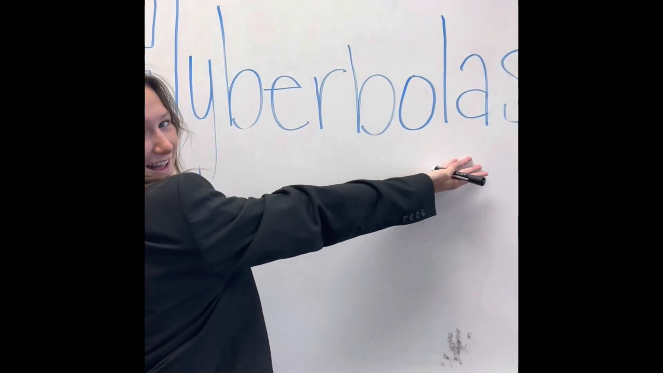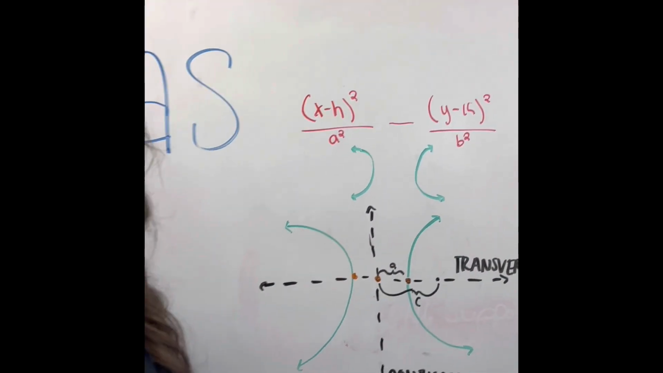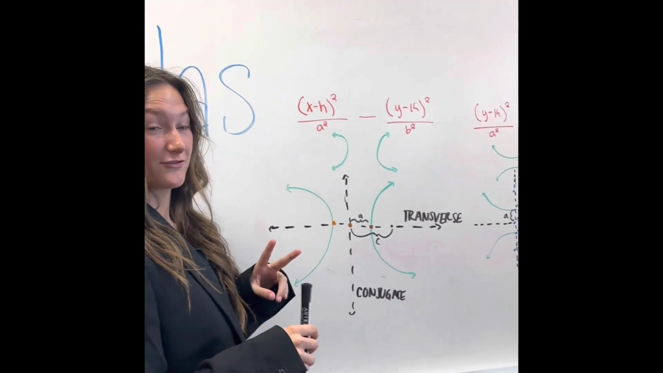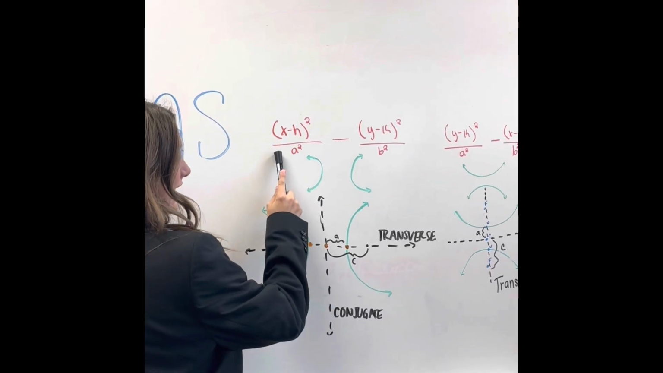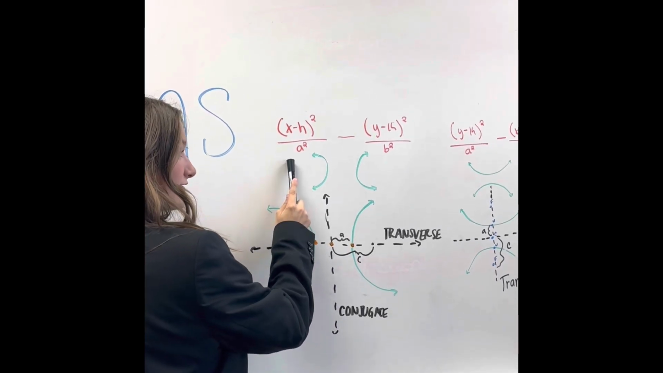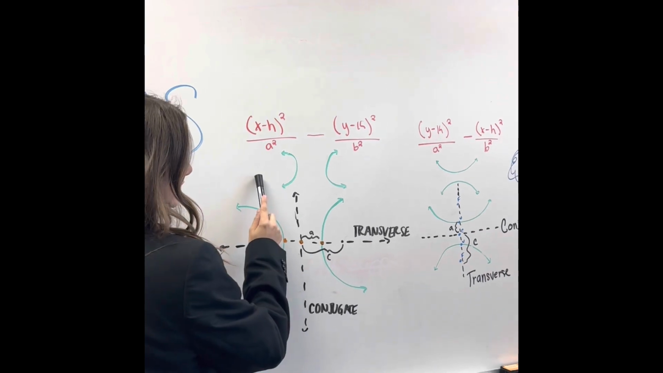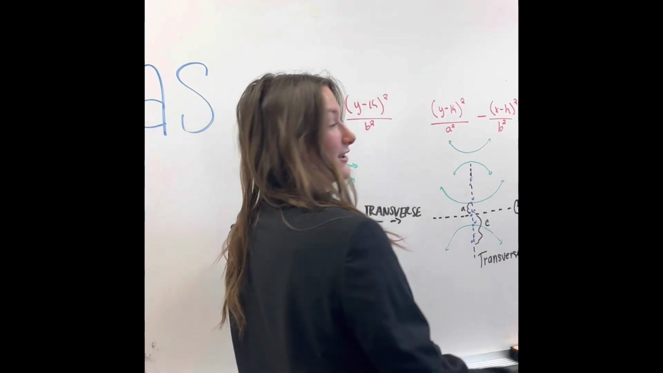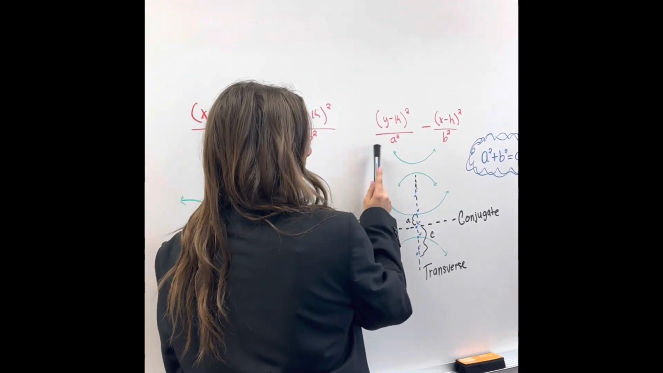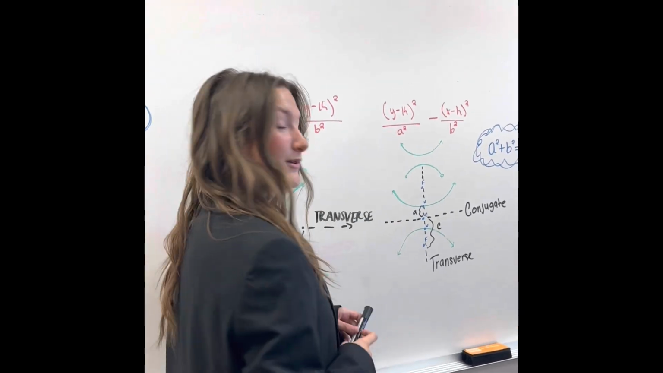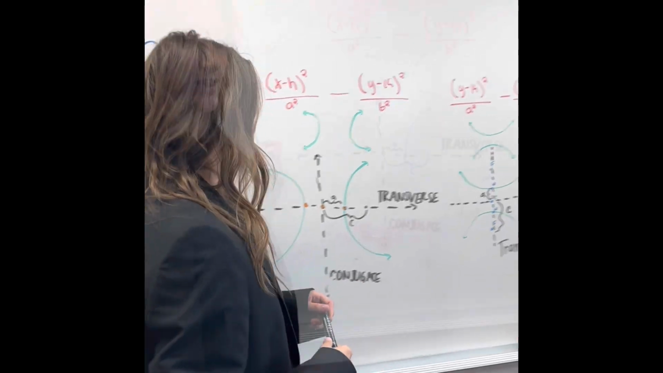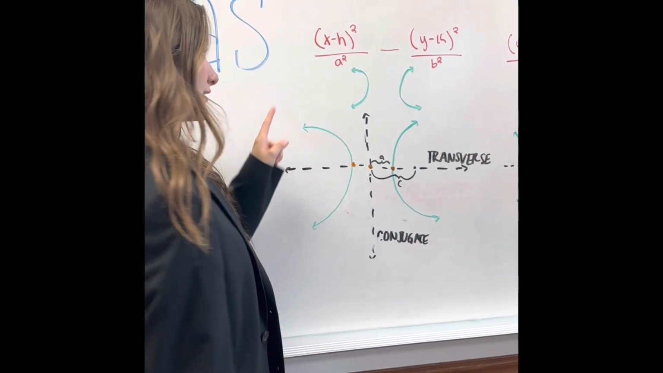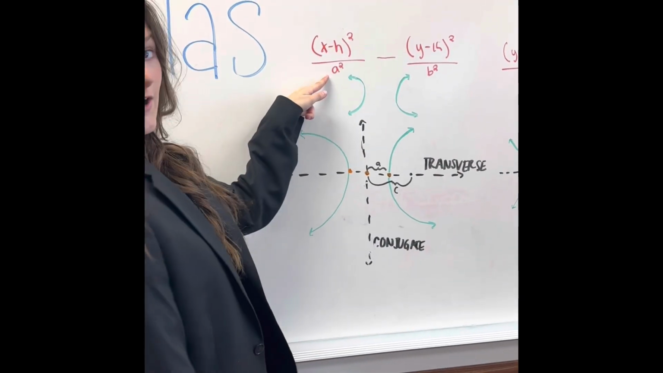Welcome to hyperbola class. The first thing you should know about hyperbolas is there are two standard forms. One, where the (x minus h) squared is over the a squared, is when the graph will be going horizontally. And the second one is when the (y minus k) squared is over the a squared, and that is when the graph will be going vertically. And the thing to remember is that the a squared will always be over the positive fraction, which is the first fraction.